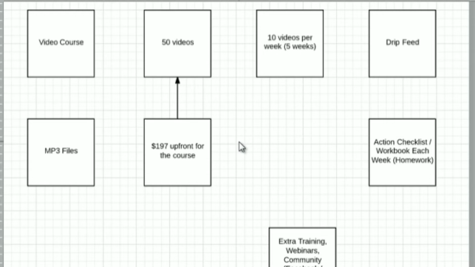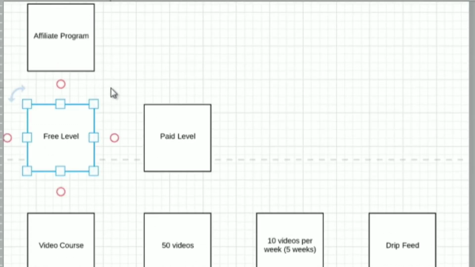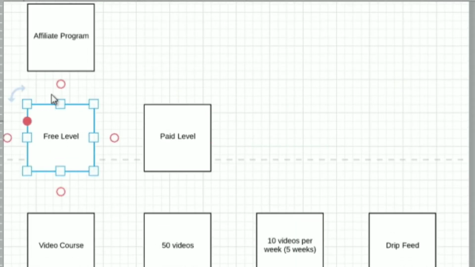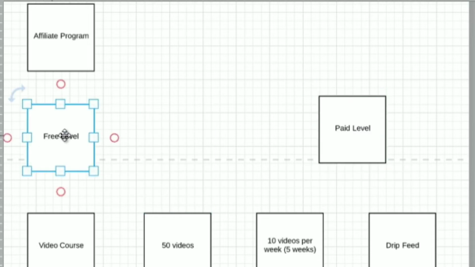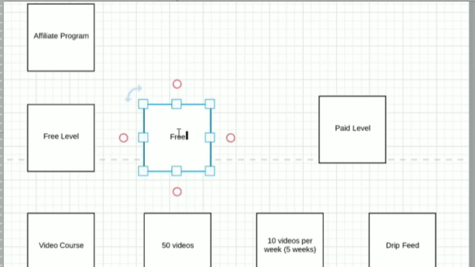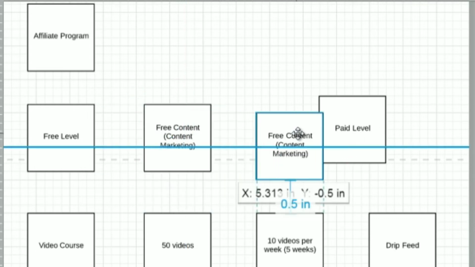Let's reorganize it. So right now, obviously we have a free level, and I would recommend if you do a free level, do content marketing. Find videos here that you think people would really want to pay for, and then create some free content around them. So you get them in the door and then you get them to a paid level. So let's just do free level, free content. So this would be content marketing. You could even use this to build a list.